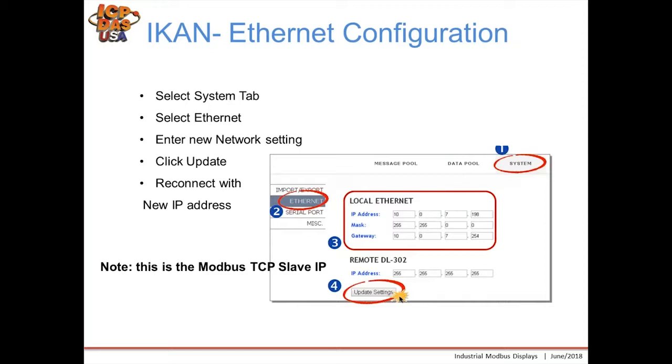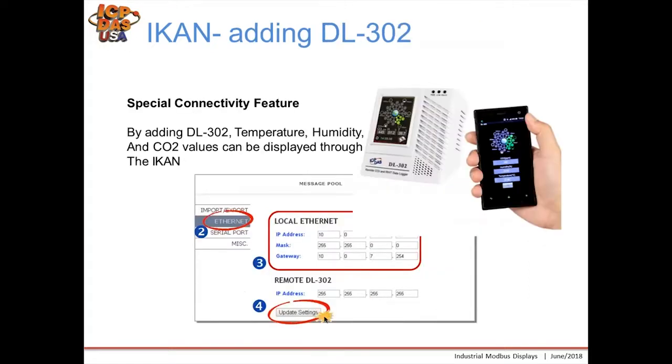If you want to add an IKAN to a DL302, this can be used for displaying temperature, humidity, and CO2 levels of the environment that the DL302 is located in. To do that, you type the IP address of the remote DL302 shown below in the available space, and also click Update. This is also in the Ethernet configuration page. And again, this is an optional feature, but it's very commonly used in office environments and greenhouse environments.